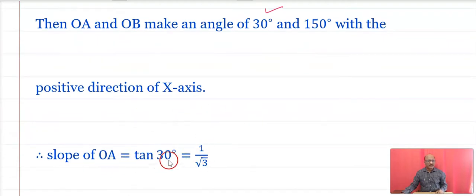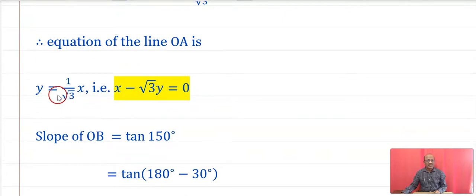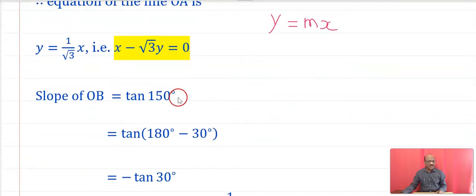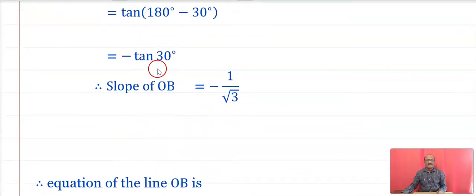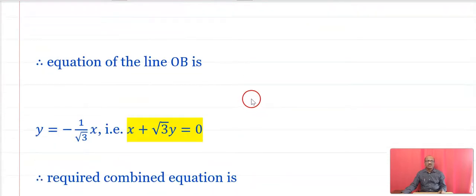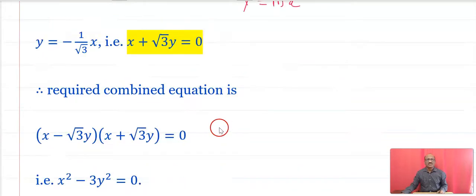Therefore, the slope of OA is tan 30, that is 1 by root 3, and as the line passes through the origin, its equation is in this form, y is equal to mx. Next, the slope of OB can be written as tan of 180 minus 30. It goes in the second quadrant and therefore minus tan 30. Tan 30 is again 1 by root 3, so the slope of OB is minus 1 by root 3. The equation of OB, again of the form y is equal to mx. Substitute the value of m, minus 1 by root 3, and if you simplify it, you will get x plus root 3y is equal to 0.